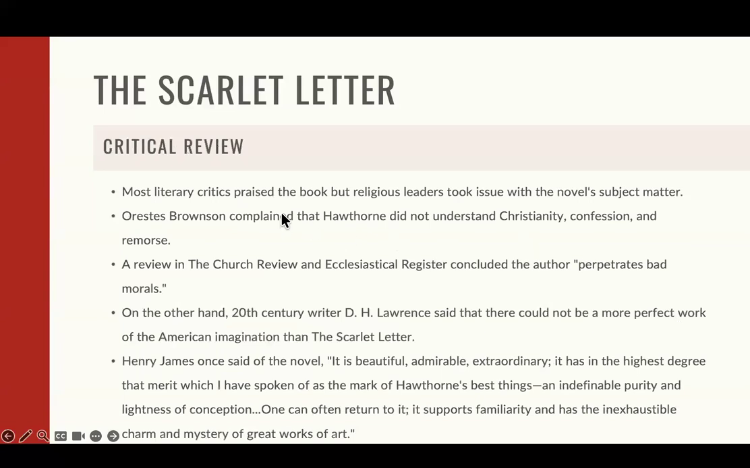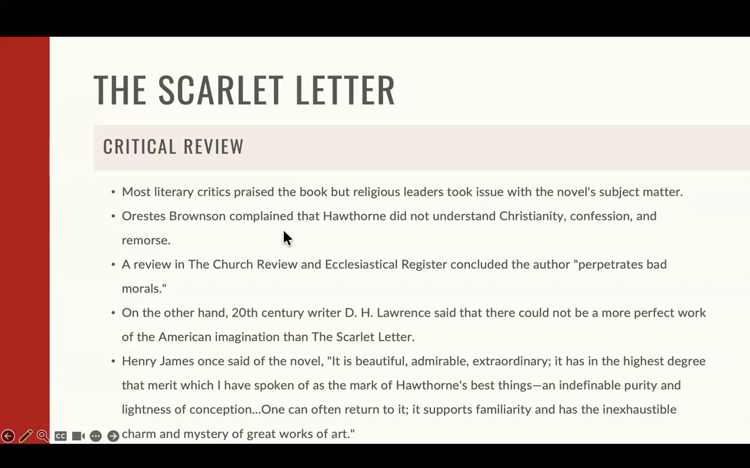Some critical reviews of the book: most of the literary critics praised the book, but the religious leaders took issue with the novel's subject matter. Orestes Brownson complained that Hawthorne did not understand Christianity, confession, and remorse. And there was a review published in the Church Review, which concluded that the author perpetrates bad morals. On the other hand, D.H. Lawrence said there could not be a more perfect work of American imagination than The Scarlet Letter.